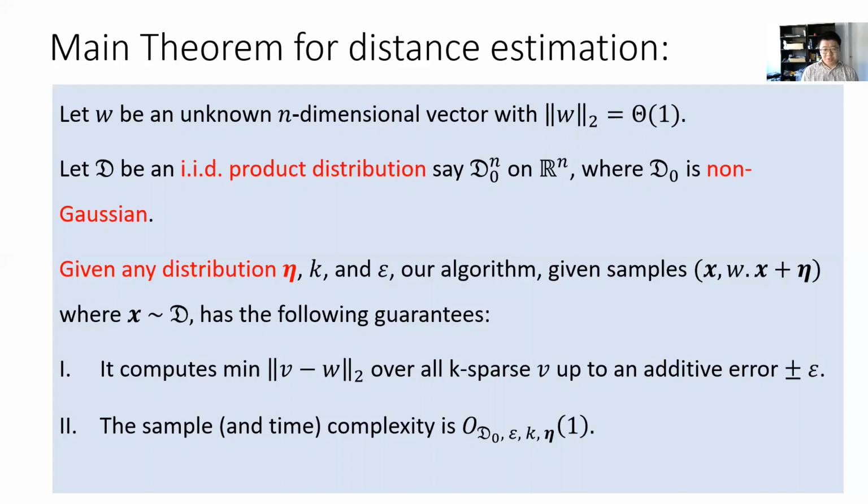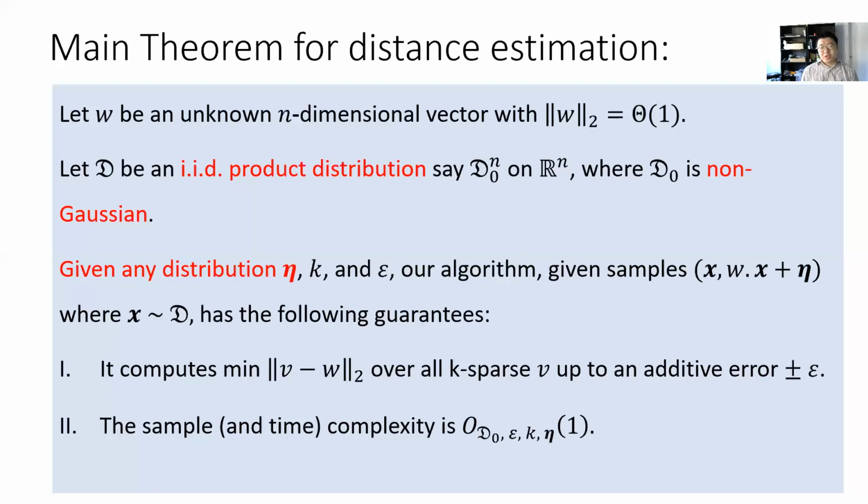Let D be the distribution generating the coefficient vector x. Our algorithm requires D to be an i.i.d. product, say D naught to the n. In the previous special case of plus or minus 1 vectors, D is the uniform distribution over plus minus 1 to the n, and D naught is the unbiased random variable plus 1 or minus 1. So this is the generalization we mentioned earlier. Our algorithm further requires D naught, the distribution generating every entry in x, to be non-Gaussian.